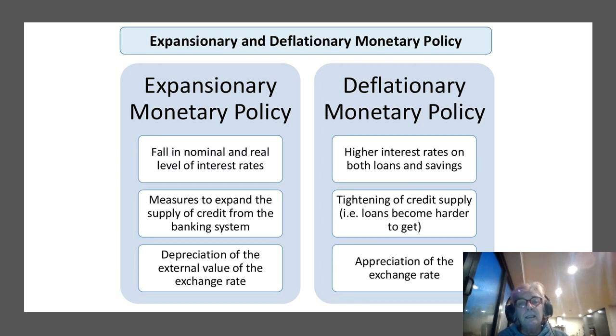Deflationary monetary policy also involves tightening the credit supply. In other words, making it more difficult for people to get loans, increasing the restrictions around banks lending money. And again, the result of that is that the currency is likely to get stronger. And that's important because a stronger currency means that exports are likely to fall and imports are likely to increase, which is another way of reducing aggregate demand.